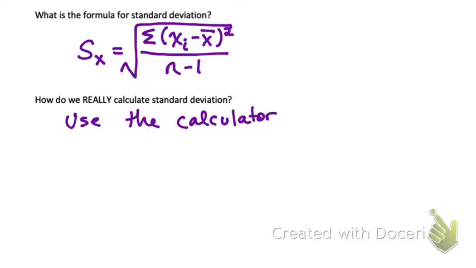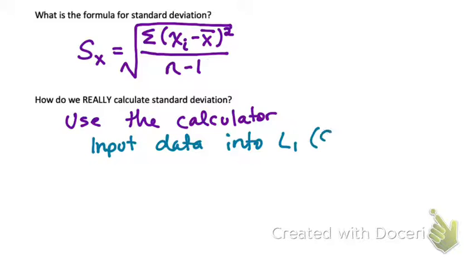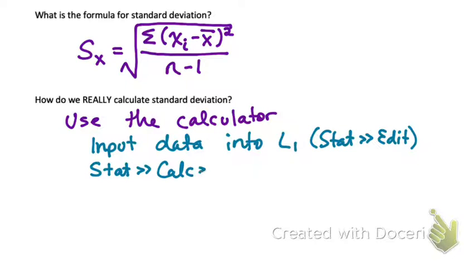So here's what we're going to do. We're going to input data into L1. We already did that last week. We learned how to put that data into L1. For a reminder, that is stat edit. You'll put that data into L1. After that, we already did this last week again. We're just doing it and focusing on a different value. You go to stat calc 1 for one variable stat, and you are basically then looking for the Sx number. I believe it's the fourth line down. And that is going to be your standard deviation.